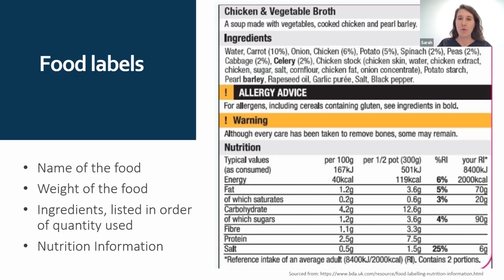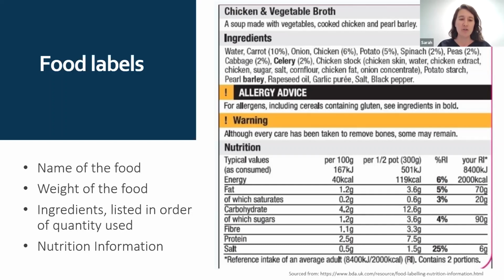So food labels all contain the name of the food, and I've given an example here on the side that talks through these points. So chicken and vegetable broth, for example, is the name of the food, the weight of the food, the total weight of that food product, the ingredients, which are always listed in order of quantity used in the product. So the first ingredient, which in this case is water, will be the ingredient that makes up most of the food product. And black pepper, which is the last ingredient on this list, will be in the smallest quantity.